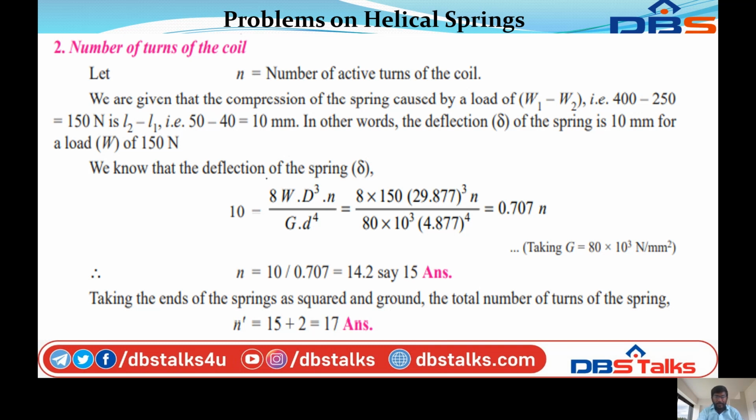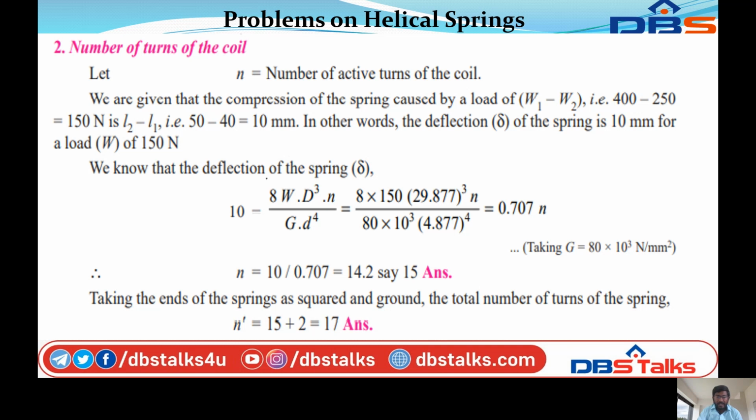The compression of the spring: W1 minus W2 equals 400 minus 250, so W is equal to 150 newtons. Similarly, the length will be compressed: L2 minus L1 is 50 minus 40, equal to 10 mm. So the total deflection δ of the spring is equal to 10 mm, for the load W equal to 150 newtons.